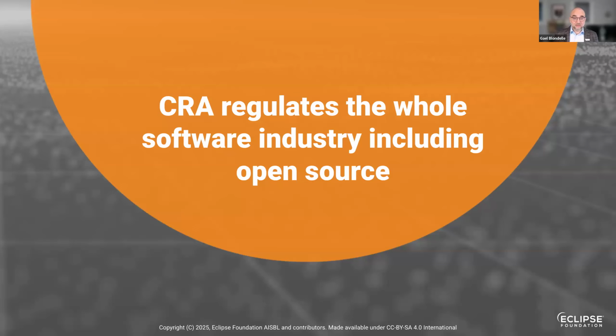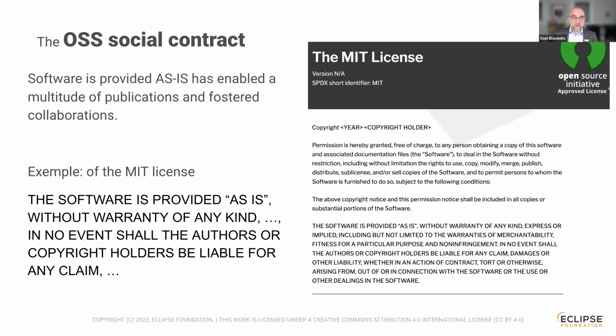But initially, that created some friction, because forever, the assumption of open source developers was that the software is provided as is. If you look at this text, for example, that's the text of the MIT license, which is a very well used license. More or less, the software is provided as is without warranty of any kind, and in no event should the author or copyright holders be liable for any claim. So that's more or less how open source has been working for 30 years, with the assumption that you get the software without warranties and without liability.